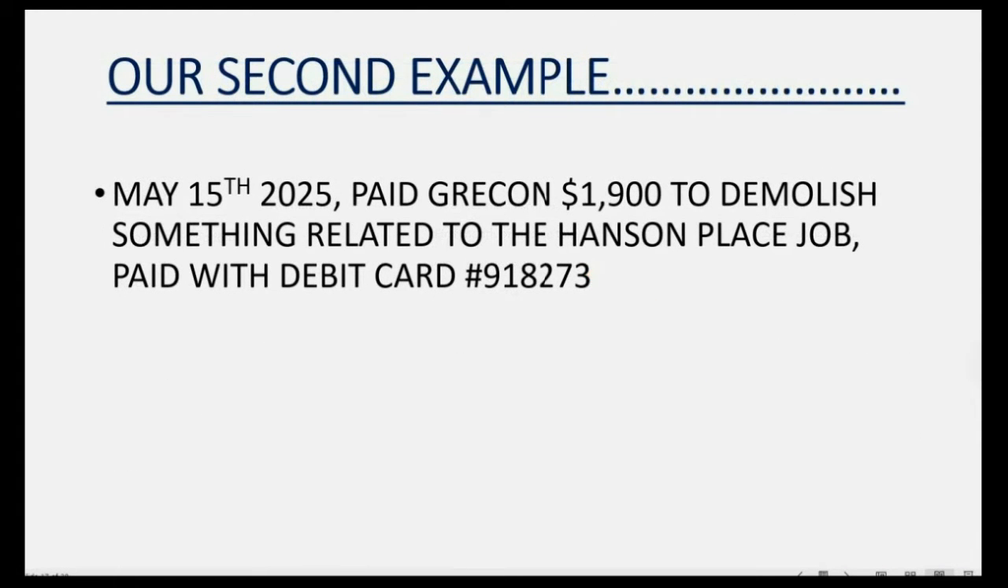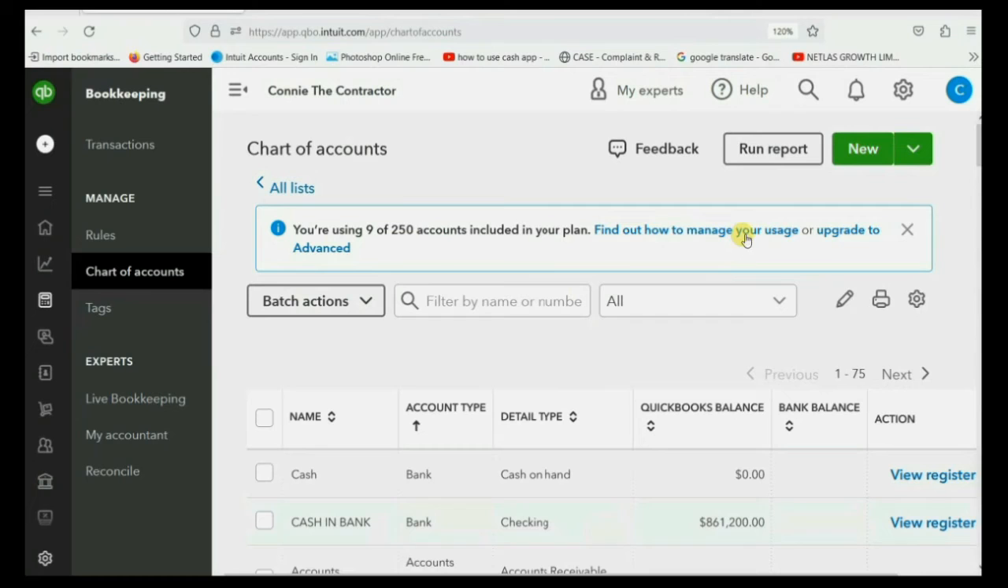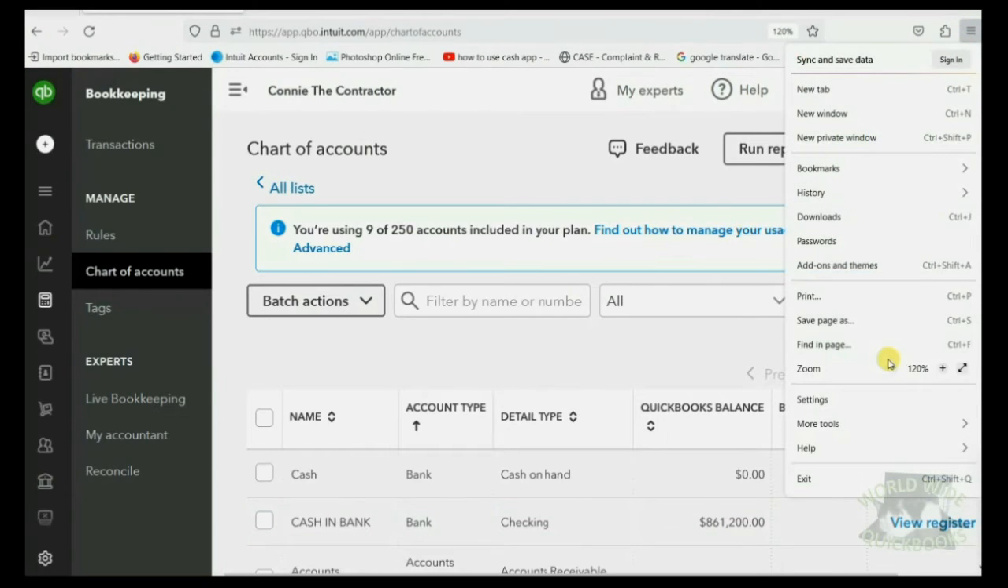Let's imagine on May 15th, we paid Grecon $1,900 to demolish something related to the Hanson Place job, and we paid with debit card number 9118 or whatever that is. So what will be the result in the trial balance after recording this new expense? Well, we have $1,900 more in demolition expense, so demolition expense increases to $4,900, and we have $1,900 less in cash and bank, so cash and bank decreases to $859,300. Well, that's pretty simple and straightforward, and we've done this so many times before.